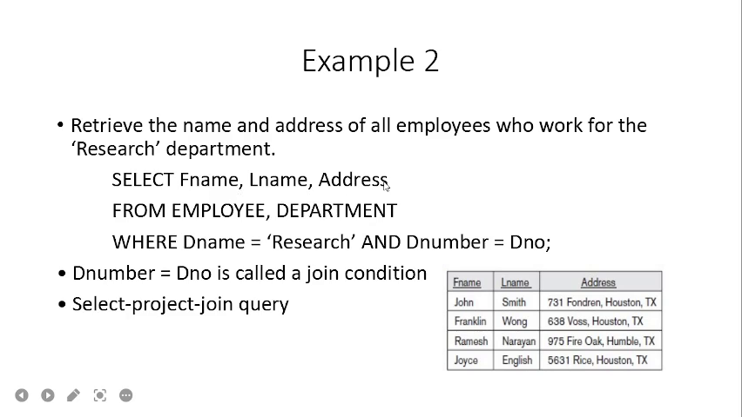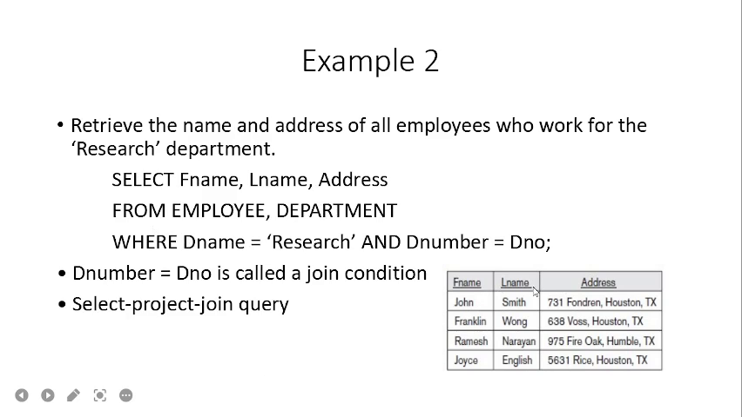fname, lname and address. So here D number is equal to DNO is called a join condition. This is a join condition because it joins two relations, employee and department. So DNO is equal to D number, that is a join condition. And this is a type of select project join query. Okay, this is a select project join query.